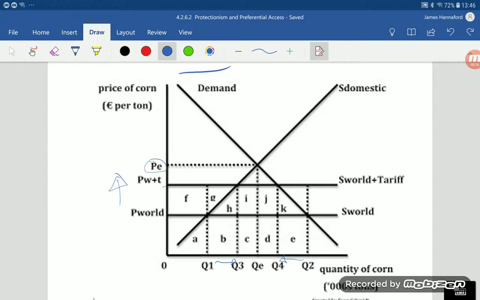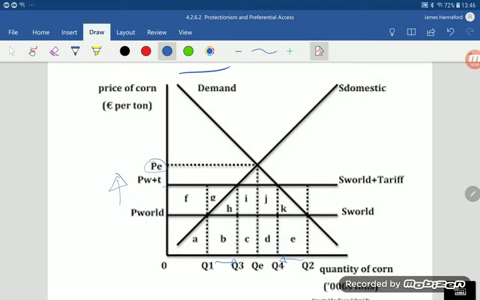What else can we see then? Well, the consumer surplus has also shrunk. It has shrunk by the area F, G, H, I, J, K. Here was the consumer surplus before, all this area, but once the tariff was imposed, it fell to here. The consumer surplus had shrunk by this area after the introduction of the tariff.